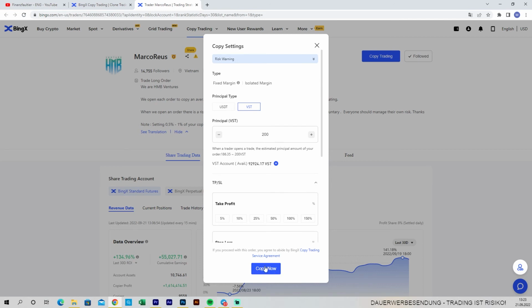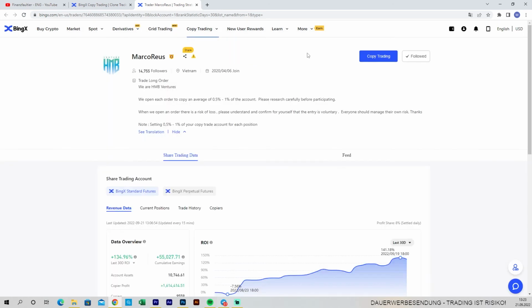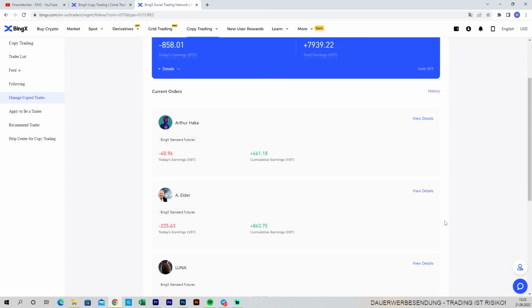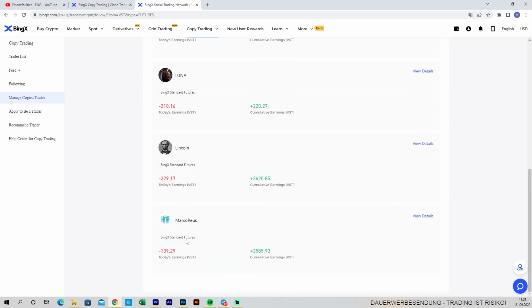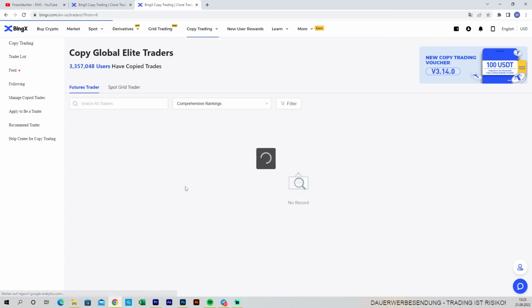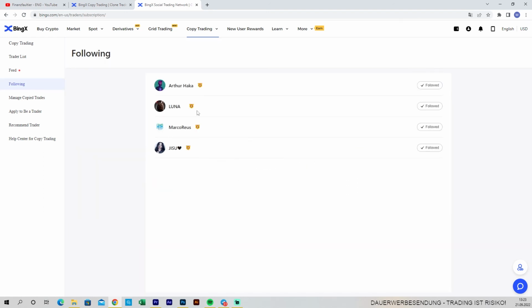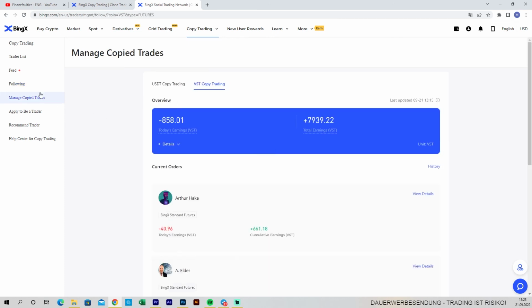Then you just click on copy now. I will not do it because I'm obviously already copying him. But then you just go to copy him, and you basically have him on the list. If you want to check him out after that, you can go to copy trading again, manage copy traders or copy trades, and then you see your list, and you will see Marco Reus inside your list. You can also go to the trader list and check out the others. You can see who you're following. Those are my 4 who I am following, and that's basically it.